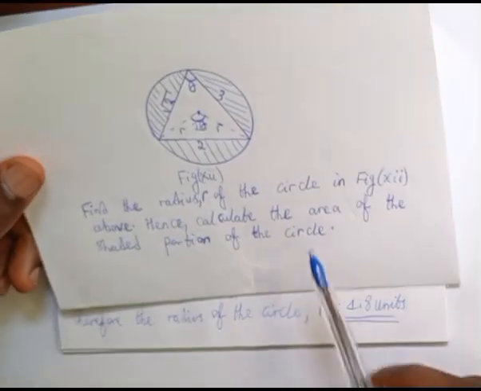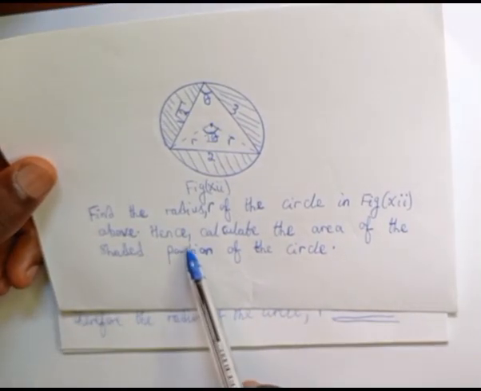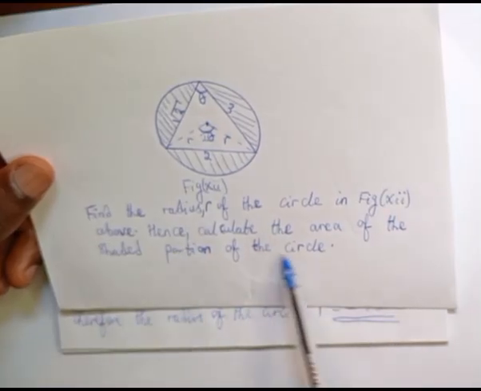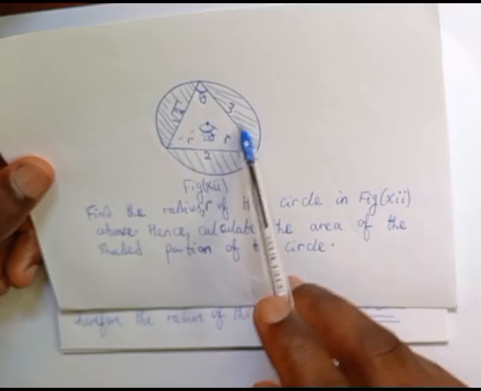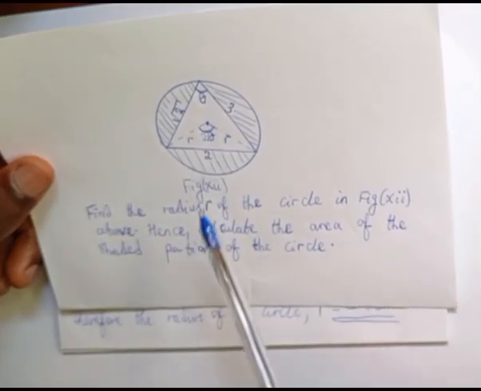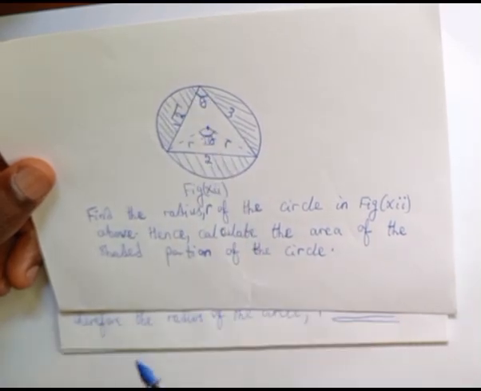Knowing the radius of the circle, we can proceed to answer the next part of the question, which says, hence calculate the area of the shaded portion of the circle. For us to calculate the area of the shaded portion, we are going to take the area of the circle minus the area of this triangle.